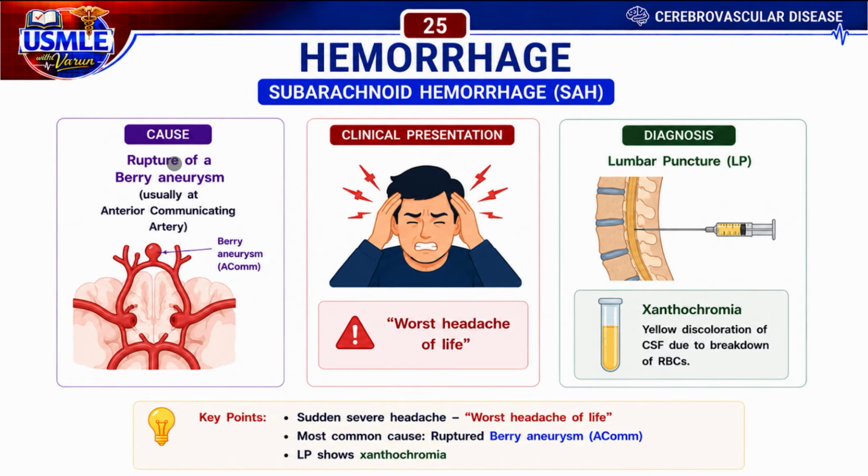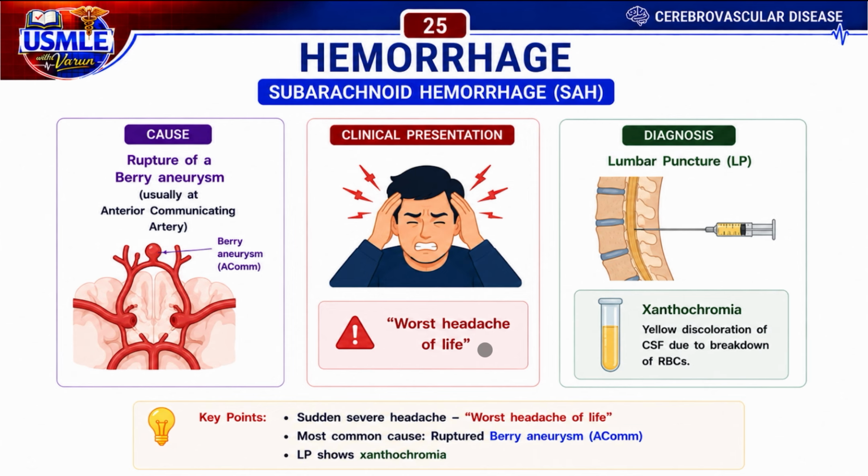Subarachnoid hemorrhage is usually due to rupture of a berry aneurysm. Classic presentation in cases of subarachnoid hemorrhage could be that the patient would say that it's the worst headache of his or her life. So the classic clinical presentation, and not only on the exams. So on the exams, whenever the question mentions worst headache of life, the first thing that should get into your mind is subarachnoid hemorrhage.